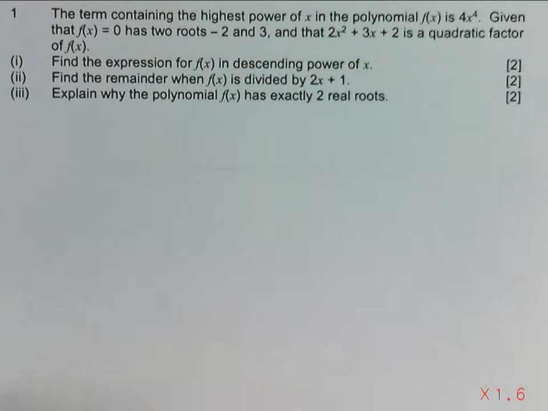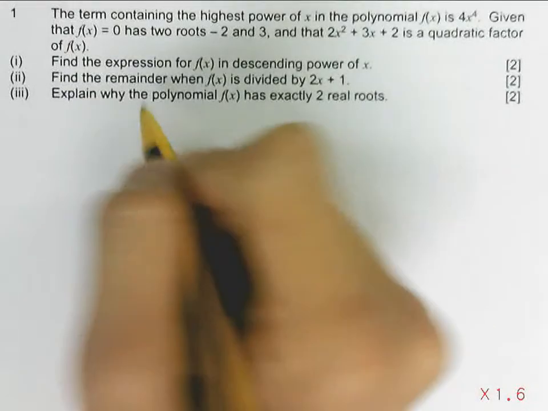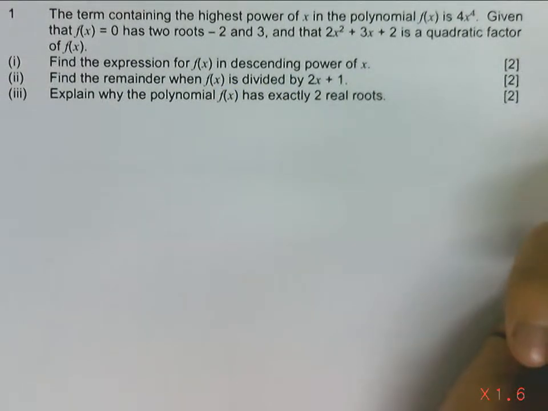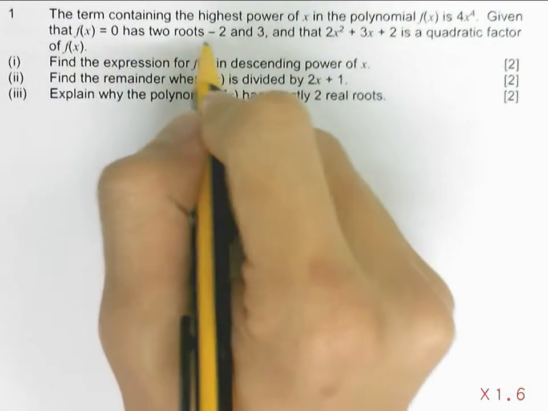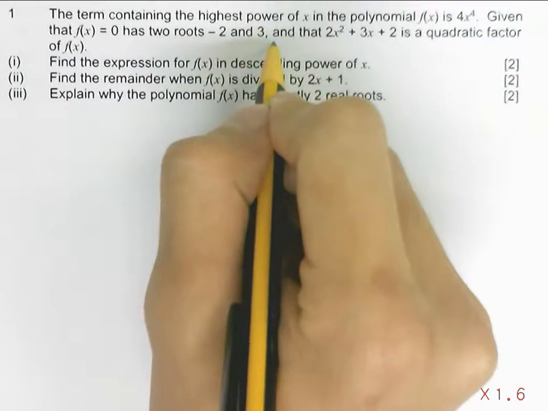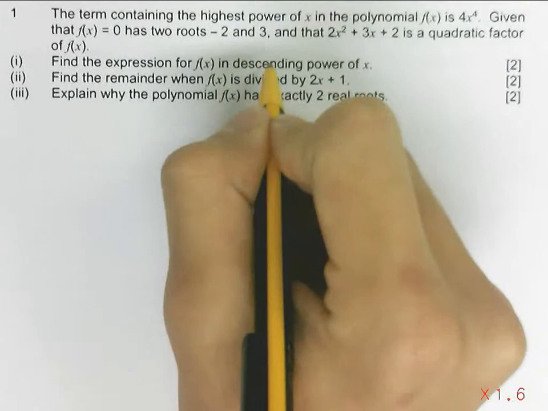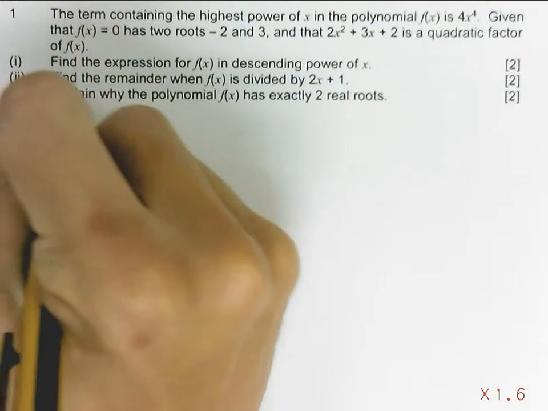This is a Sec 4 Additional Maths Prelim School paper. First part, we have to find the expression for f(x) in descending power of x. Notice that there are already two linear factors given, -2 and 3, which gives us x plus 2 and x minus 3. So when we write it out, we have to use the remainder theorem.